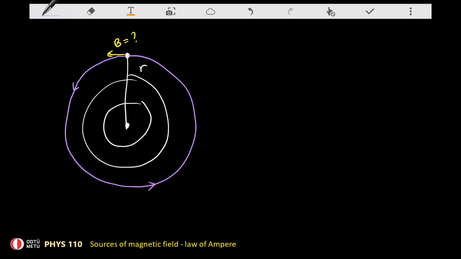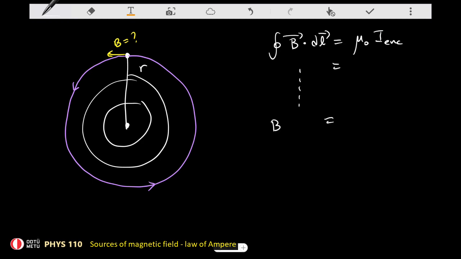This is my loop. So I immediately use Ampere's law. So that's the integral of B dot dl is equal to mu 0 times I enclosed. Again, the left hand side, there are many steps. Just remember this. It's B times 2 pi r.